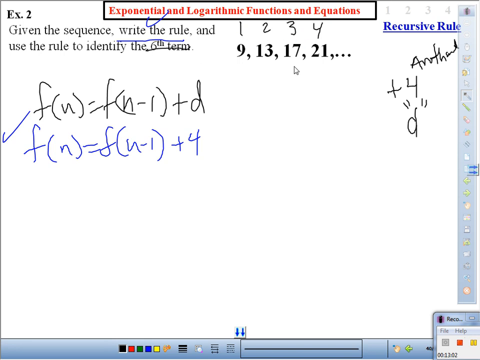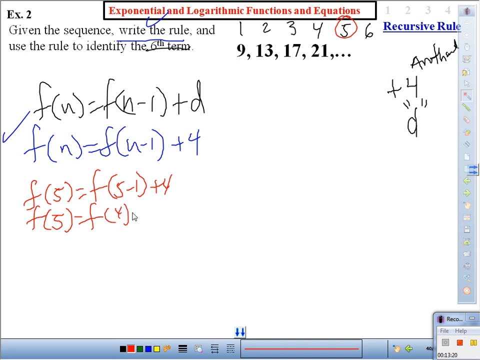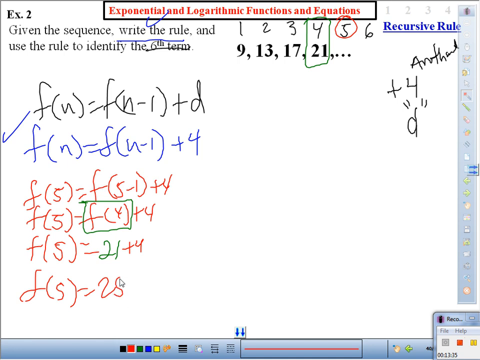And from there, to find the next two terms, this is term 1, 2, 3, 4. I need which terms? 5 and 6. So to find term 5, I'm going to substitute that in here. So it's going to be f of 5 equals f of 5 minus 1 plus 4. f of 5 equals f of 4 plus 4. What is f of 4? f of 4 is 21. And bring down the plus 4. f of 5 equals 25, and that goes right there.